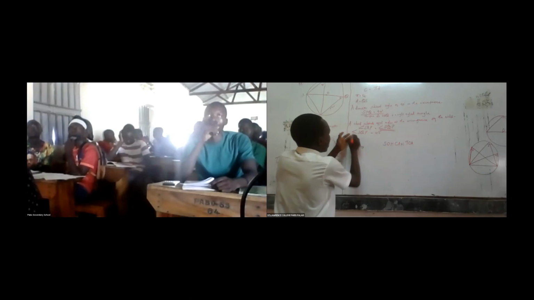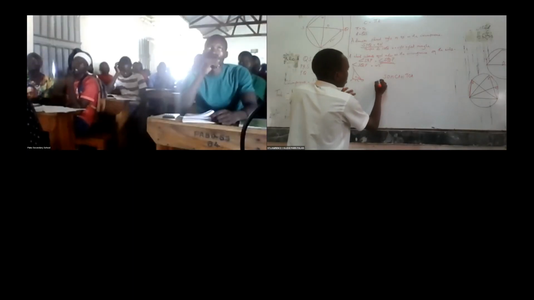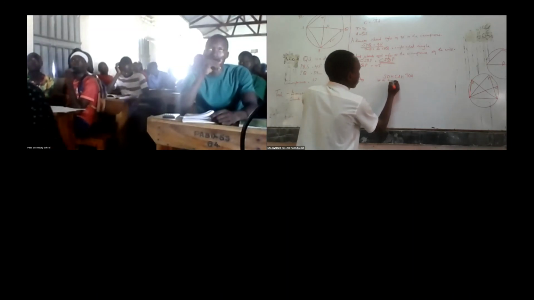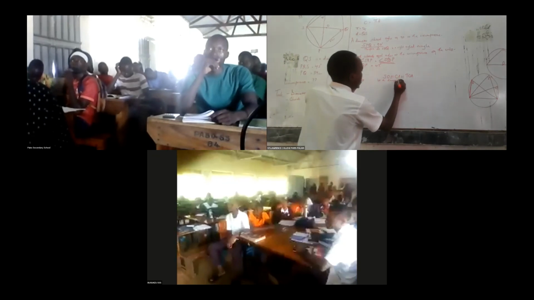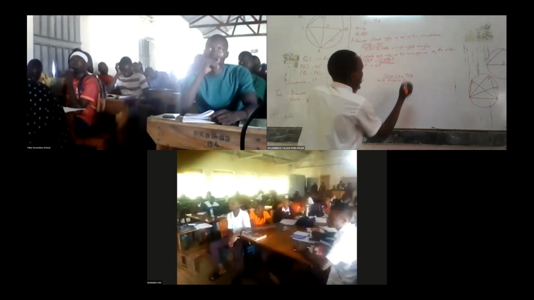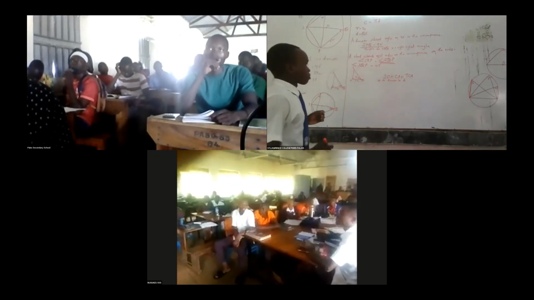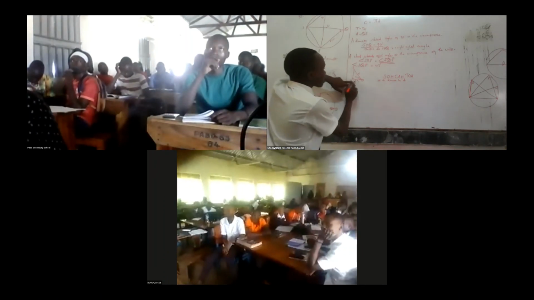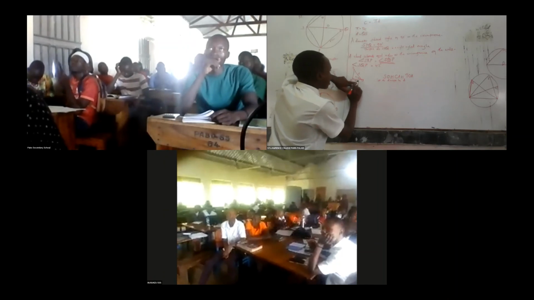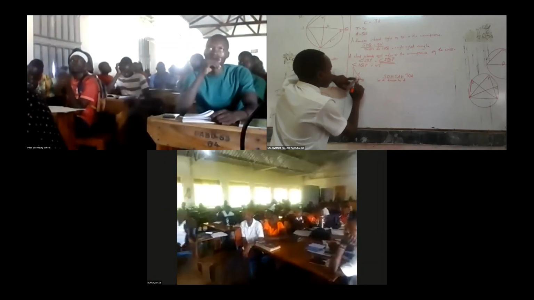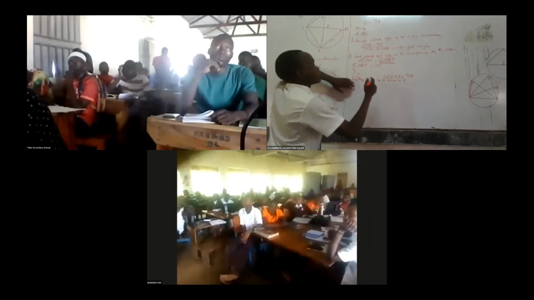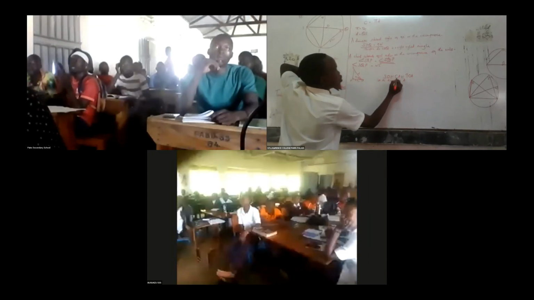And now we are looking for the diameter, which is the hypotenuse. So let the diameter be D. So if this is D, now we have been given the adjacent, we know the angle, and we are looking for the hypotenuse. So you go to the formula of SOHCAHTOA and find the formula that you're going to use.